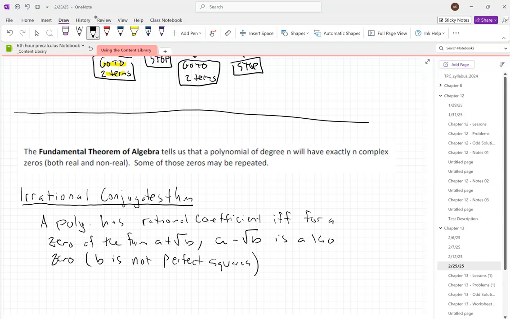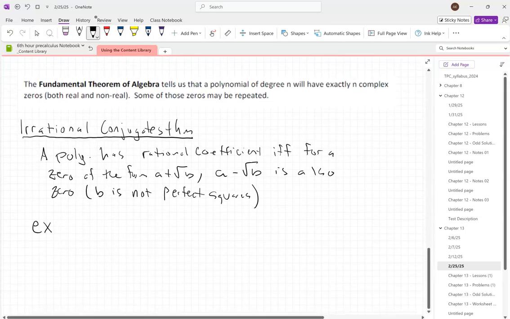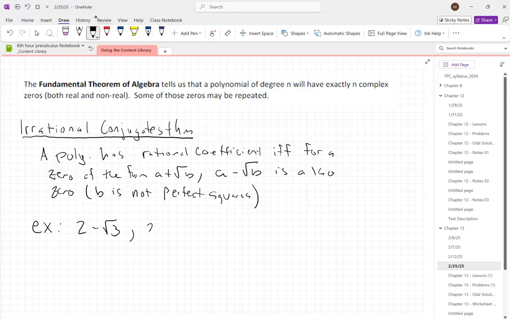So it's basically saying that if you get an irrational solution, those are always going to come in conjugate pairs. You're always going to get 2 of them at a time. So for example, if I have 2 minus the square root of 3 as a solution, I'd also have to get 2 plus square root of 3 as a solution. Or if I had negative square root 10 as a solution, I'm guaranteed to get positive square root 10 as a solution. But those are always going to pop in as conjugate pairs. Everybody okay with that?